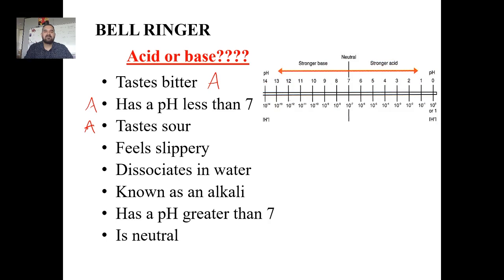Oh yeah, put the base on the first one. All right, so taste bitter, that's a base now? Yeah. All right, feels slippery, what is that? Acid or base? Base. Dissociates in water, acid or base? Base. No, it's acid. No? It's acids and base, so this one's both. Known as alkali, what's that? Base. Has a pH greater than 7. Base. Is neutral. Just water? So this one's going to be neither. Universal solvent.